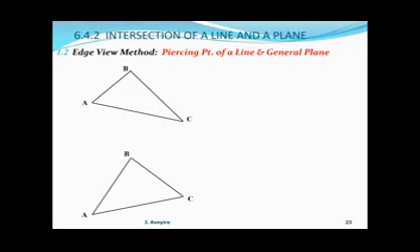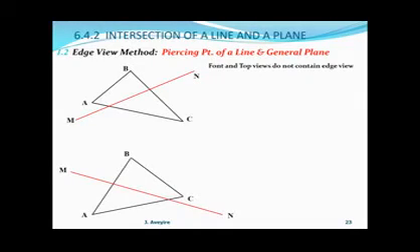Edge view method, piercing point of a line in a general plane. Let's look at a triangular figure bounded by A, B, C, both in the front view and the top view provided. Now let us insert a line MN in this, and now the front and top views do not contain the edge view, and it is required to find the edge, to find the piercing point.